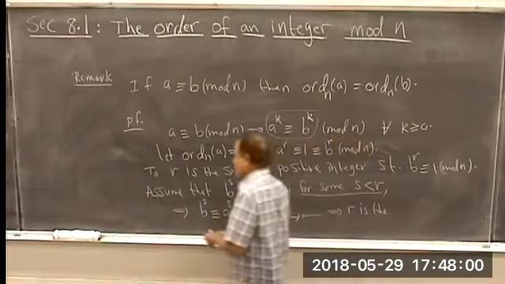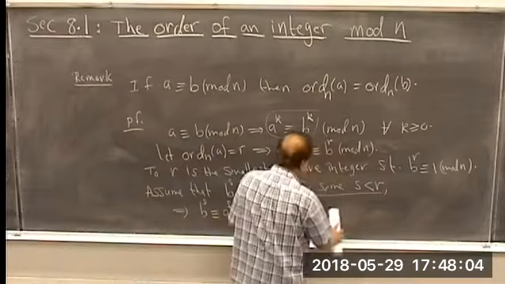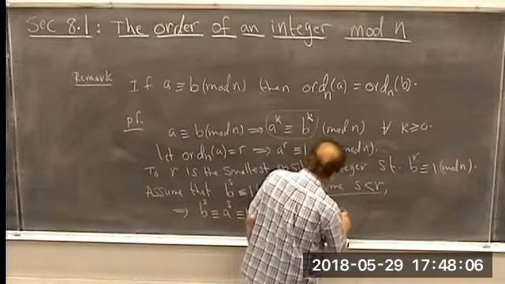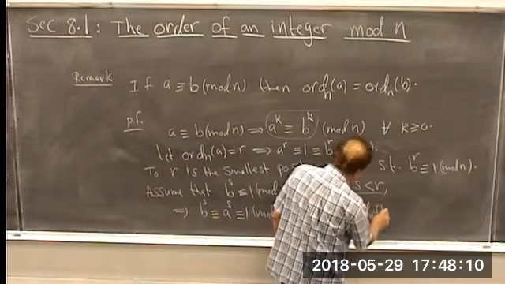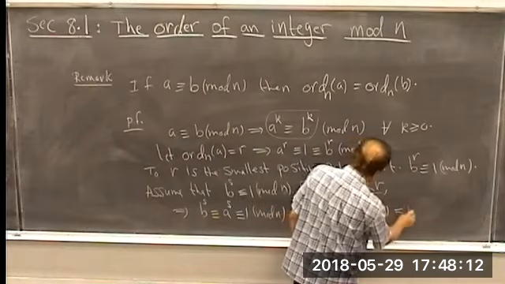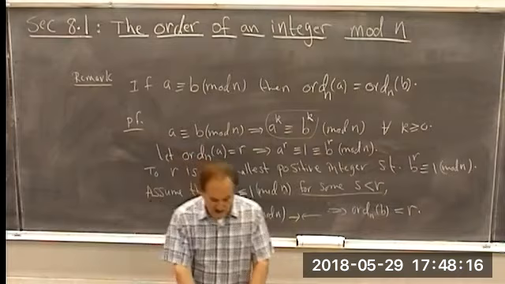Let me just write it in simpler terms. So this implies the order of B mod n is equal to r. All right.